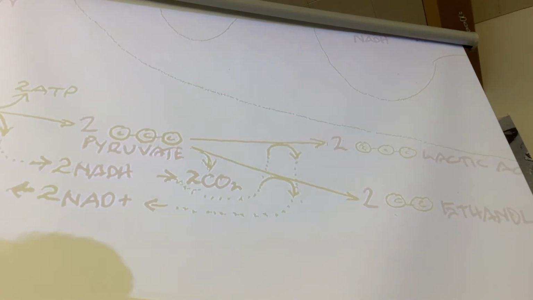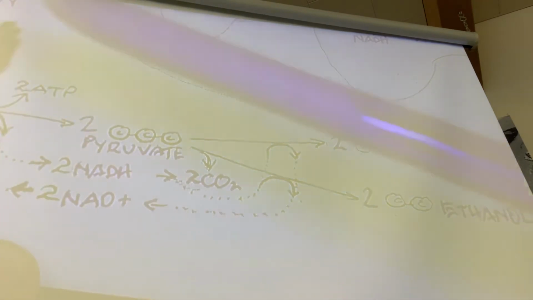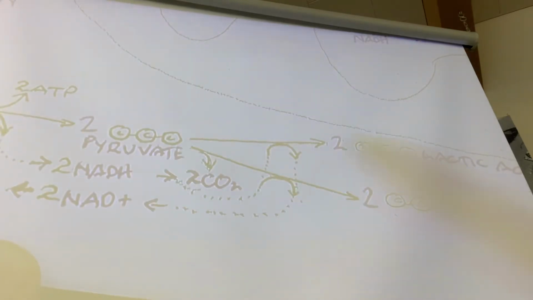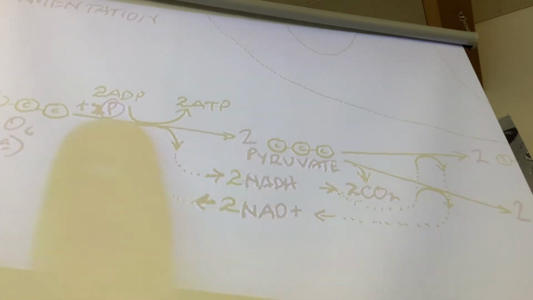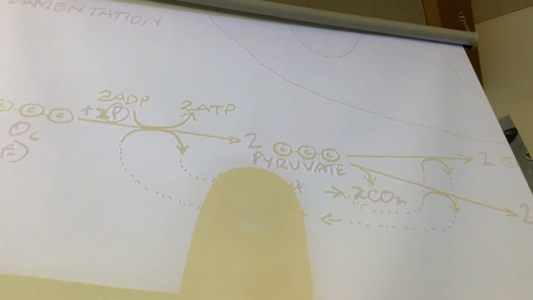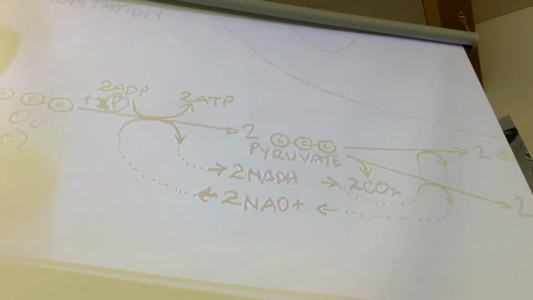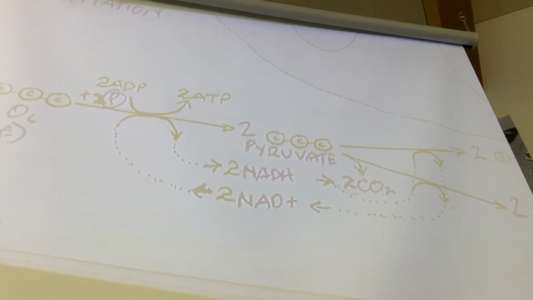Now the process of glycolysis is actually relatively fast, so as long as you can do one of these processes and you have glucose, you can keep doing this over and over and over again. But you're going to be making lactic acid and ethanol.